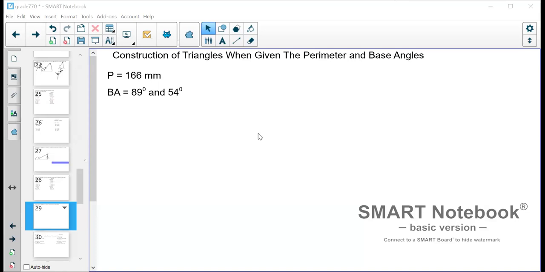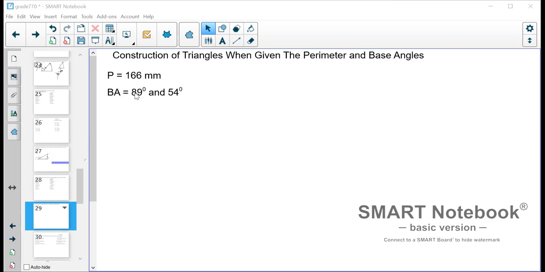In this case, when you are given the perimeter and the base angles. All right, so given that information, we will construct a triangle. Now, the information given here is that the perimeter is 166 millimeters. So the distance around the triangle, when you add up all three sides, will be 166 millimeters.